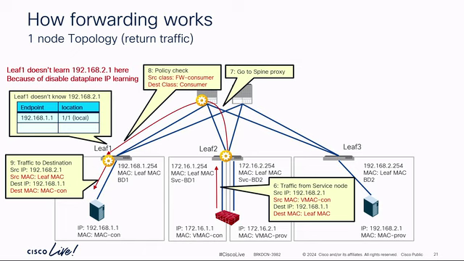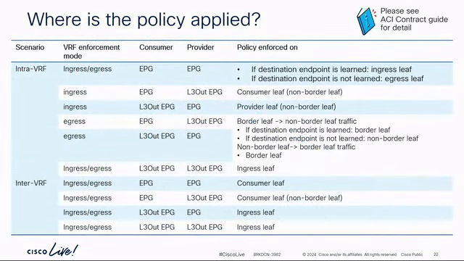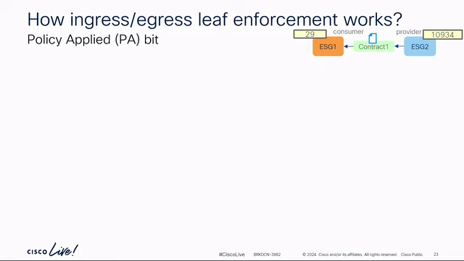You might notice that ingress or egress leaf applies policy. This is depending on EPG to EPG configuration, or external EPG to EPG configuration, or inter-VRF configuration or not. So I'm not going to explain each one of the combinations. If you want to understand more detail, please take a look at the contract guide. That said, you might be wondering how ingress-egress enforcement works. So let me give one example.